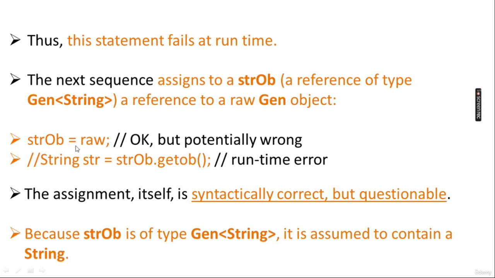Next sequence is strOb is now referring to raw. strOb will be equal to 98.6, and strOb.getOb() is stored to str. It is syntactically correct but questionable because strOb is of type Gen<String>. It is assumed to contain a String.